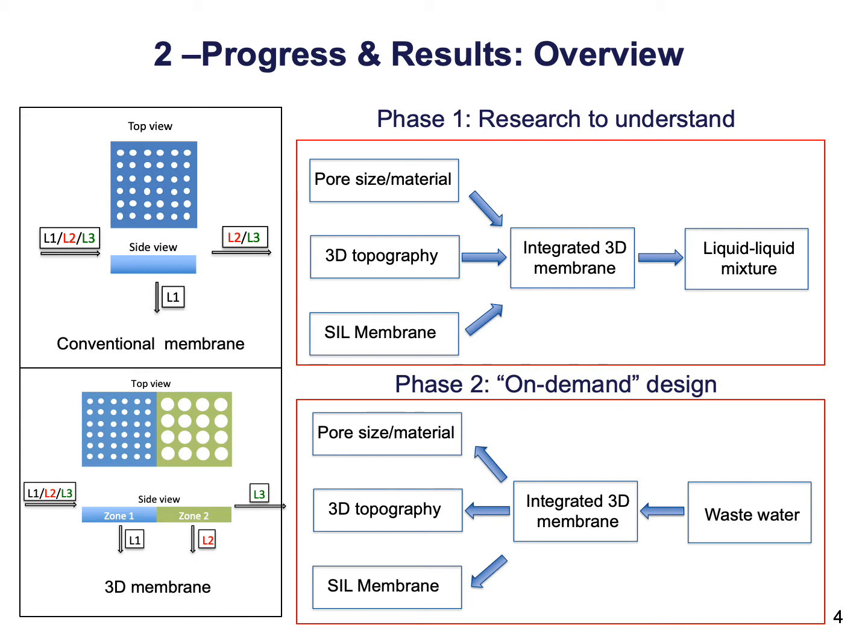For our current work, in phase 1, we study the separation processes by varying pore sizes and materials, by manipulating the pore topography, and by applying supported ionic liquid membrane to separate miscible liquids. Then we integrated all designs in a single device to separate liquid-liquid mixtures. In phase 2, we will have a given waste mixture, and we will perform on-demand design of various parameters of the integrated 3D membrane, and perform on-demand separation.